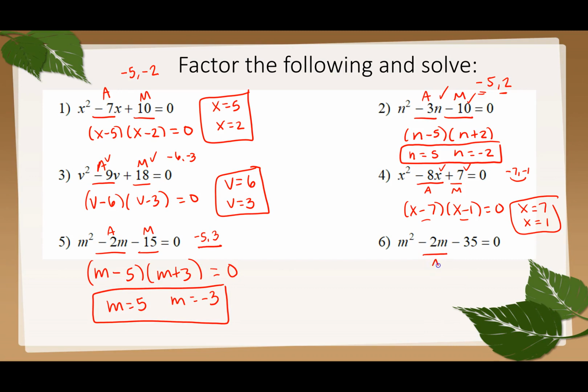All right, adding to -2, multiplying to -35, that's going to be a -7 and a 5. So it's going to be m minus 7, m plus 5. Final answer of m equals 7 and m equals -5.